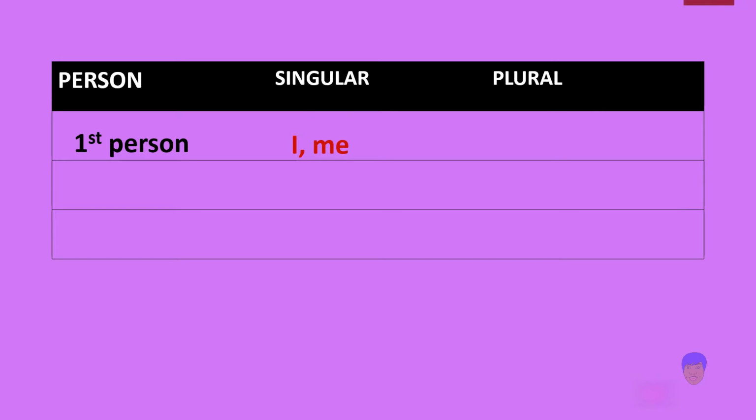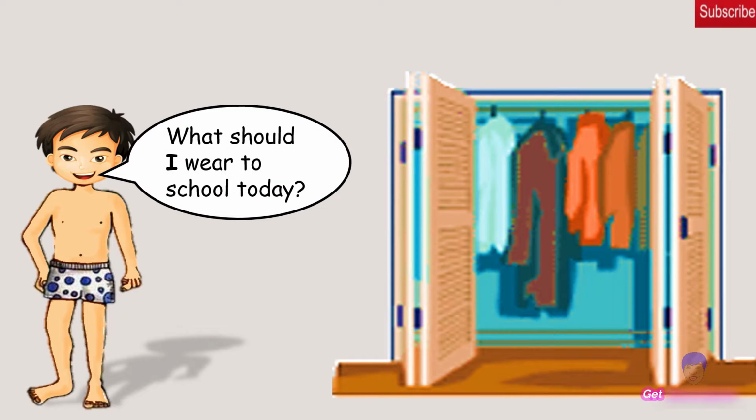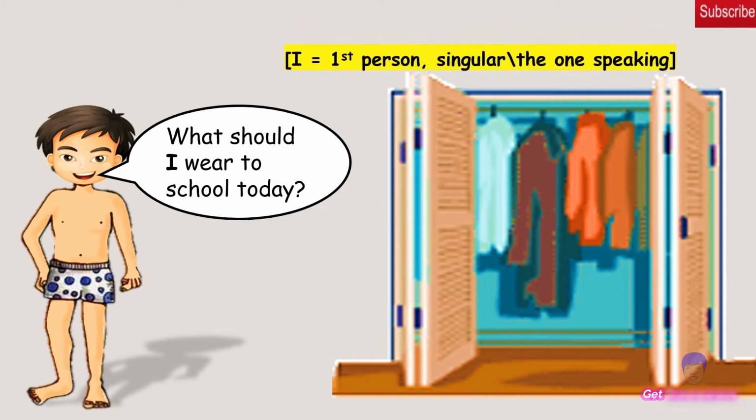Here are the first person pronouns. I and me are the singular pronouns, and we and us are the plural pronouns. For example, what should I wear to school today? I is the first person pronoun in this sentence. It's also a singular pronoun. It represents the one speaking.